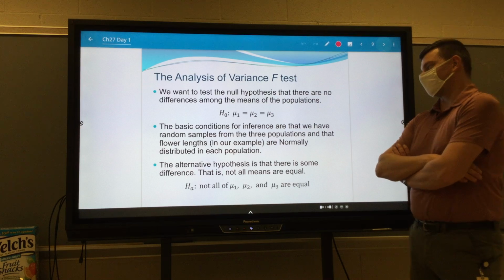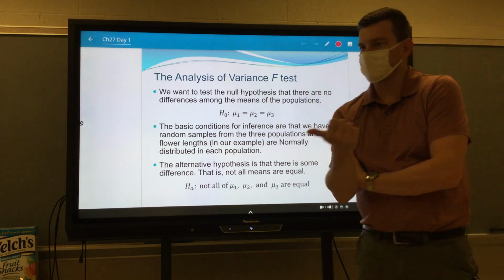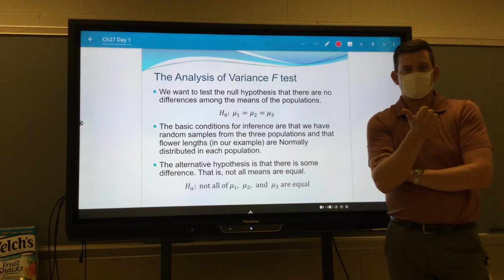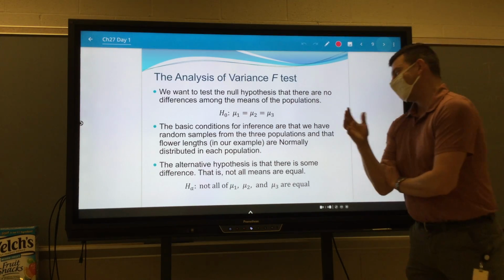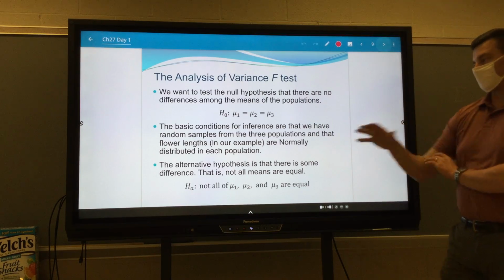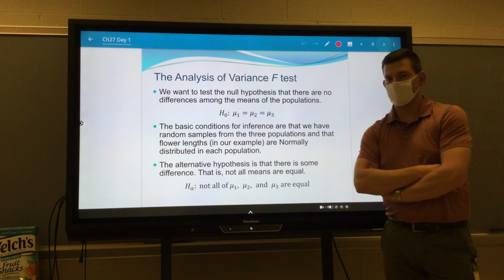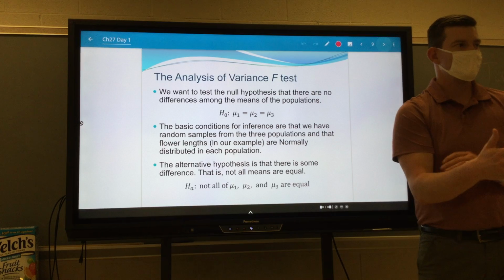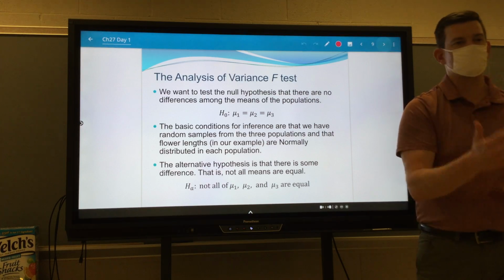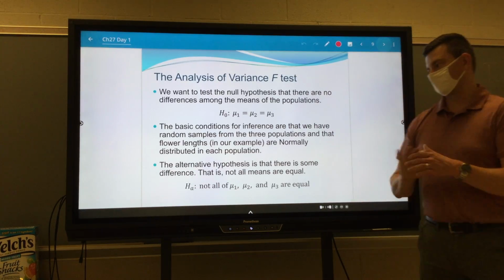Now, the basic conditions for inference are that we have random samples from the 3 populations. Okay, that's pretty much going unstated, that we know that we have randomly collected data in all of our samples, and that in this case, the flower lengths are normally distributed within each population. Okay, so we're kind of making an assumption in those cases, but the flower lengths, we said natural measurements tend to be normally distributed. Okay, so we have that going here.